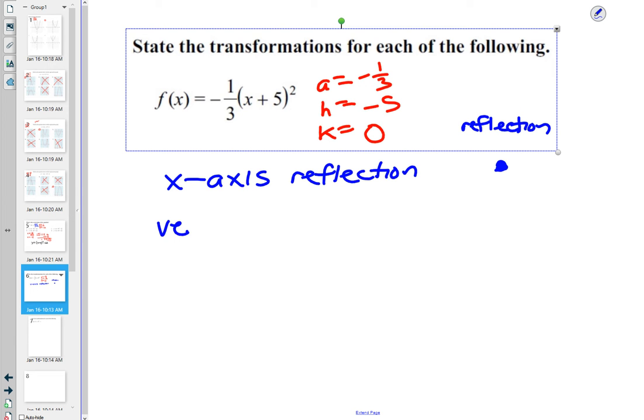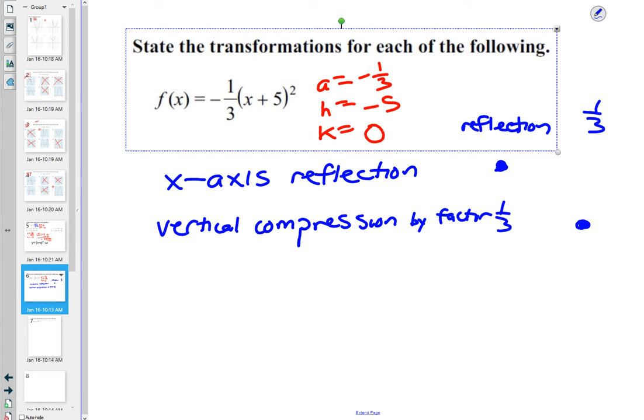Whereas, what's the next transformation? There's a vertical compression by a factor of 1/3. So on yesterday's thing, you would have found the 1/3 and then gone and put a bubble on that row.